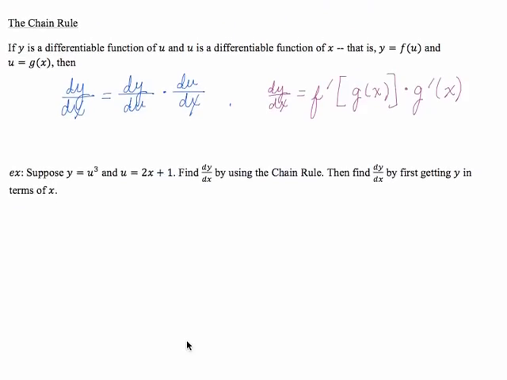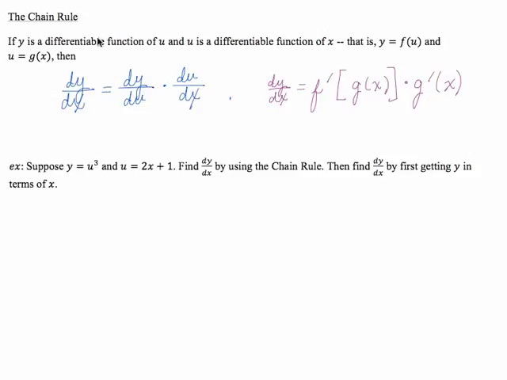So let's look at this example right here. So suppose that y equals u cubed and u equals 2x plus 1. We're going to find dy dx, that is the derivative of y with respect to x, 2 ways. First, we're going to use the chain rule, and then we're going to sort of prove or show that it worked by first actually getting y in terms of x and just differentiating it using the rules you already know.